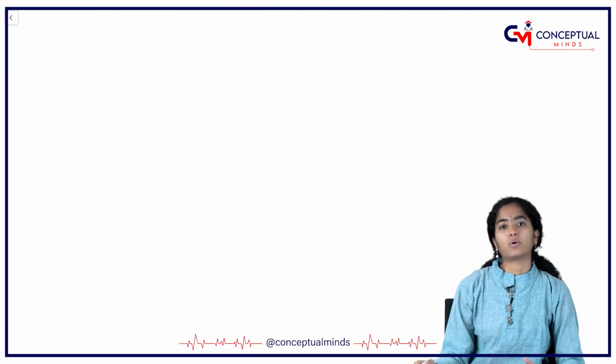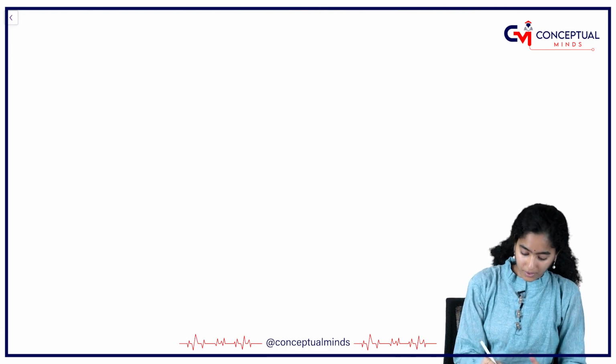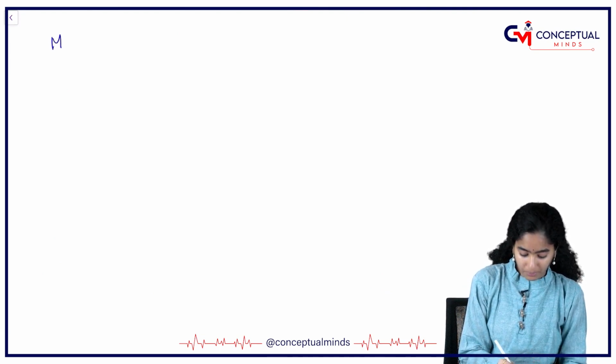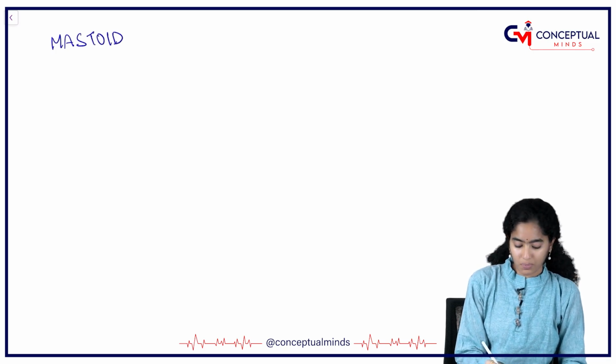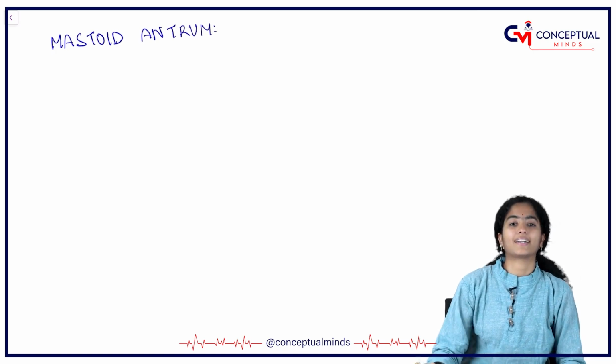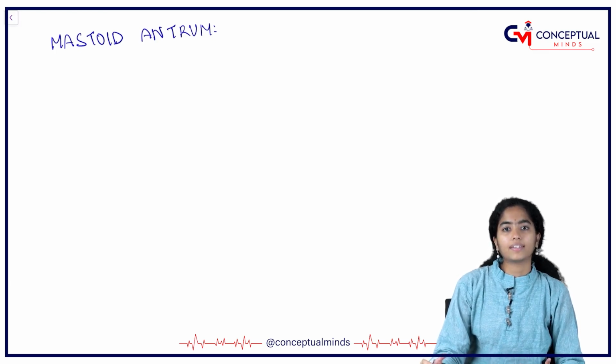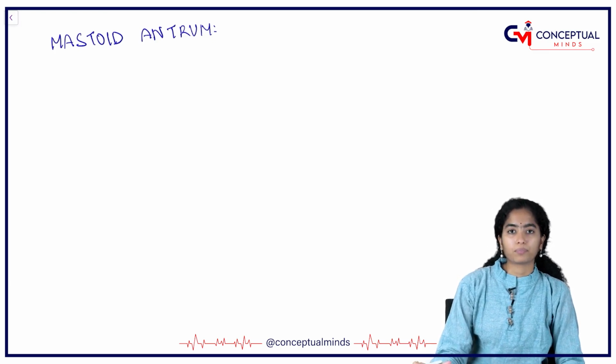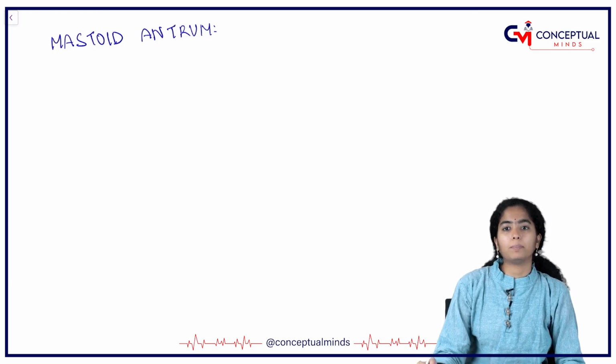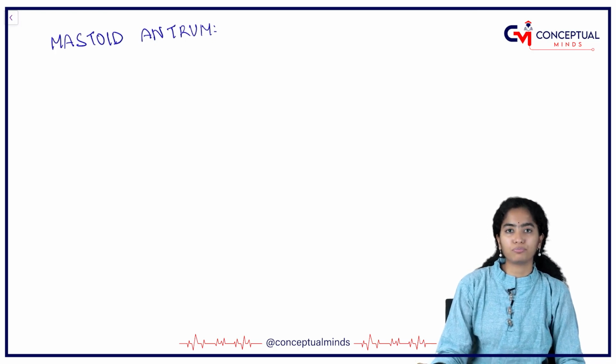First, let us learn about mastoid antrum. What exactly is mastoid antrum? We know that it is present posterior to the middle ear. But what is it exactly? It is a large air-containing space in the upper part of mastoid bone. And this communicates with the attic part of middle ear, the epitympanic part, through an opening called Aditus antrum.